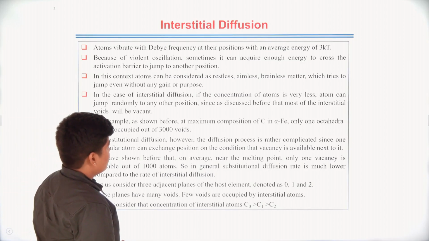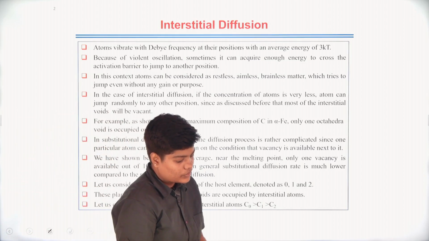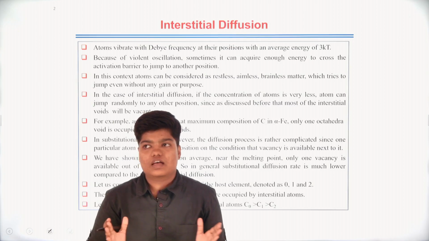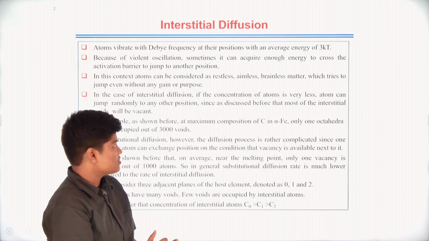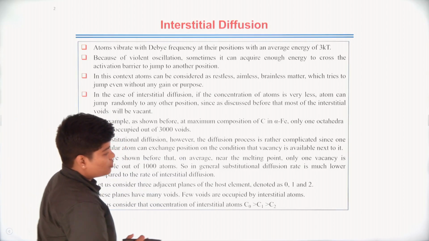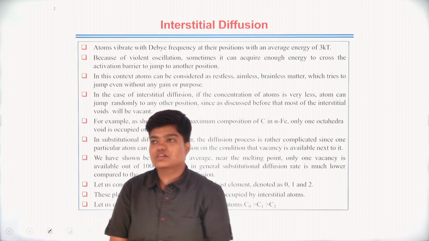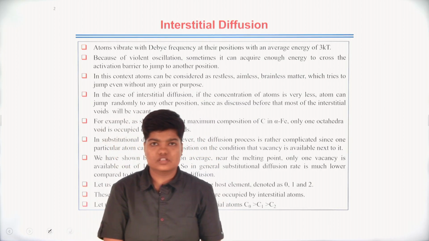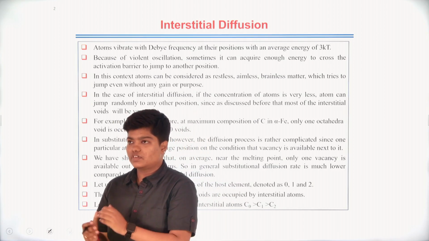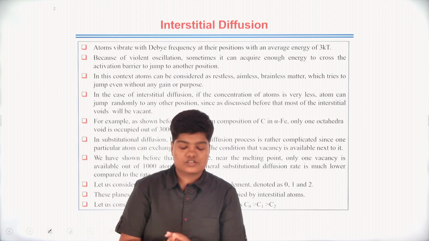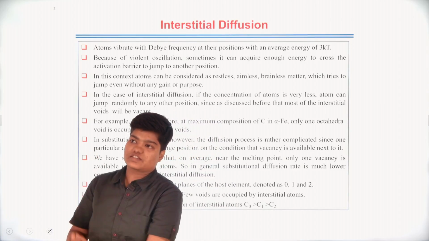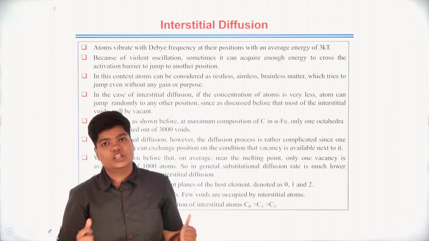Next, interstitial diffusion concludes one point: interstitial diffusion happens very fast, faster than substitutional diffusion. Why? Because atoms vibrate with the Debye frequency, which the scientist Debye discovered. This is the minimum energy, in terms of photons, so that the particles can go from ground state to excited state. Every atom has some minimum energy.